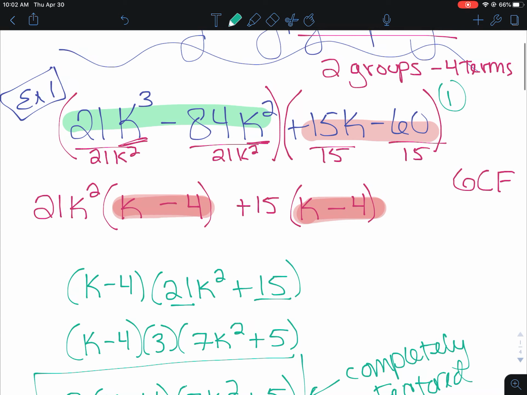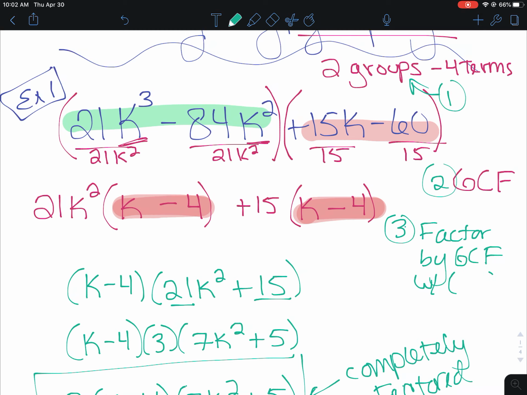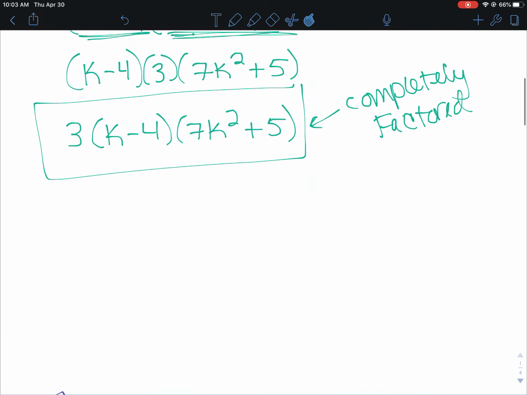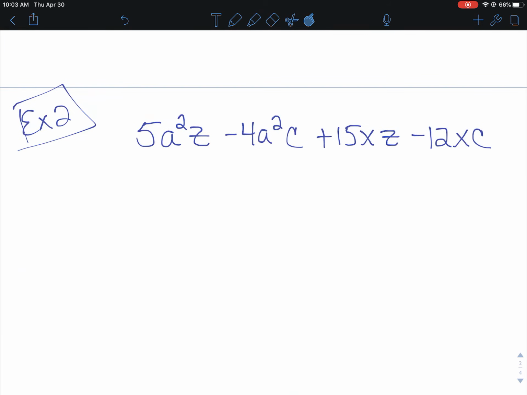So just to recap, step 1, make 2 groups. Step 2, look for a greatest common factor and take that out. And then step 3, factor by greatest common factor one more time with whatever's in parentheses. Okay, so what's in the parentheses, that goes out front. What's left over goes next to it. Okay, let's try another one.